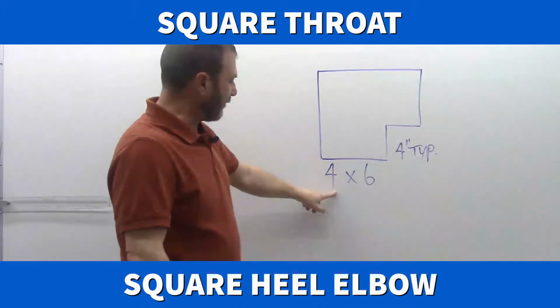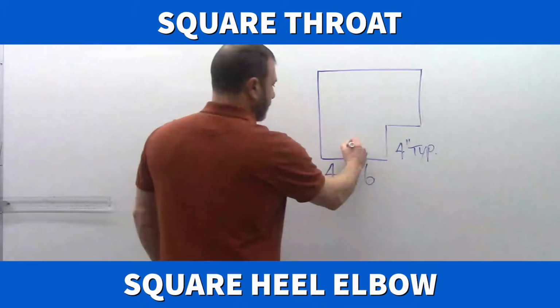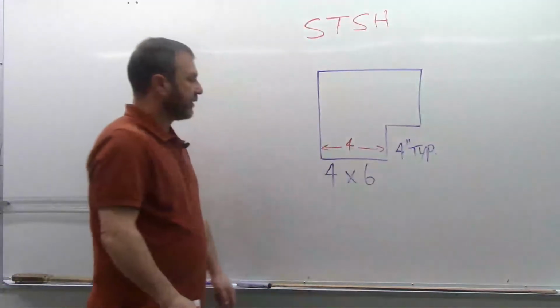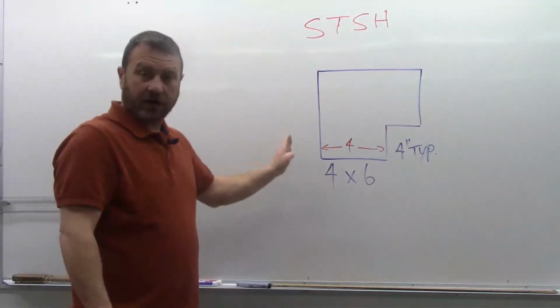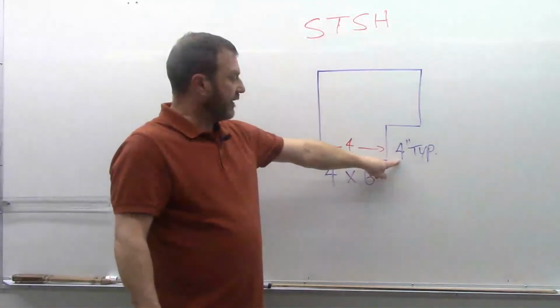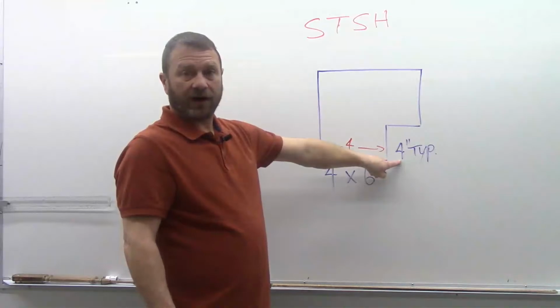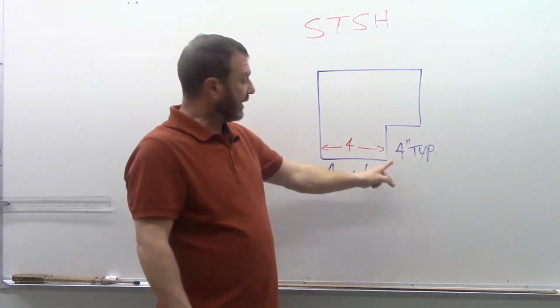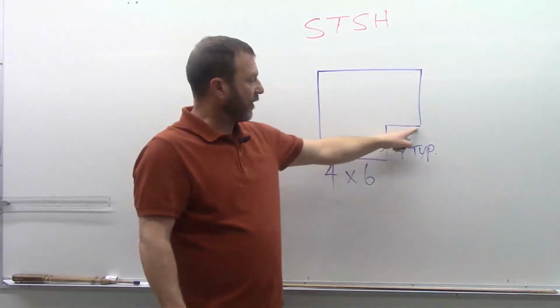Okay, but we still have a 4x6. So we're 4 inches inside in the opening. The depth is our 6 inches still. And our throat here, instead of a radius, is just given as 4-inch TYP, meaning typical. Meaning if it's 4 this way, it's 4 that way.